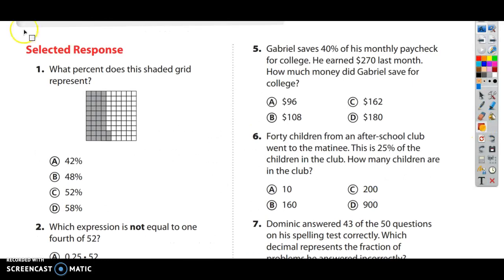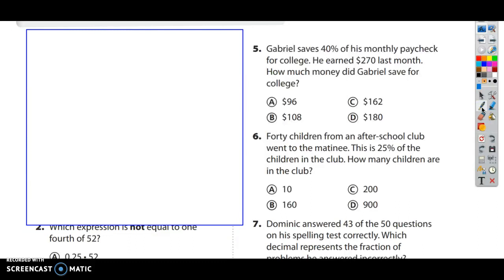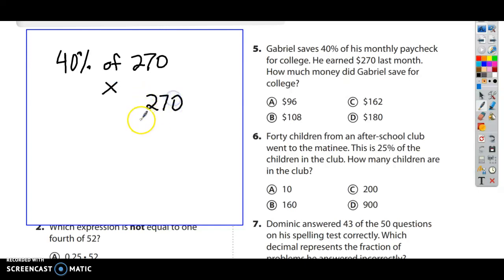I need a whiteboard for this one. Number 5 reads, Gabriel saves 40% of his monthly paycheck for college. He earned $270 last month. How much money did Gabriel save for college? The other way to say this is we need to figure out 40% of 270. 40% of 270, of can be multiplication. And so what I can do on this one is I can do 270 times 0.40. You can actually do this one mentally too, because 40% is just the 10% method.